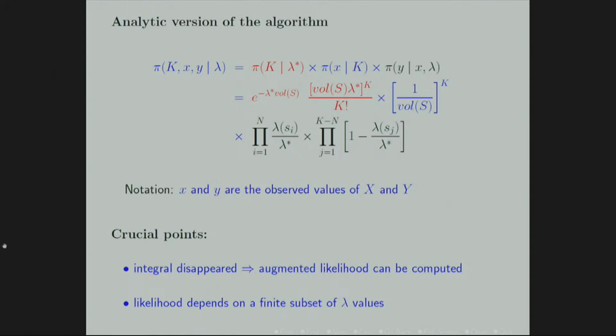Now, a few important features here. First, the integral disappears. We can compute the likelihood for any lambda that you like. Any lambda that you can think of, you can obtain the likelihood. And the second part, which is technically important, is that the likelihood does not depend on the entire uncountably many locations. Just finitely many of them are required for the evaluation of the likelihood. Okay?